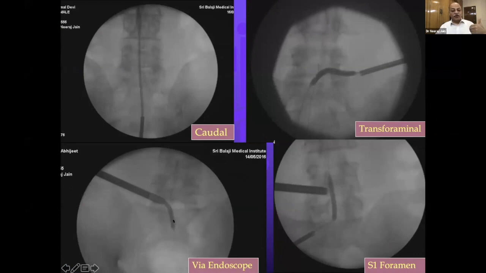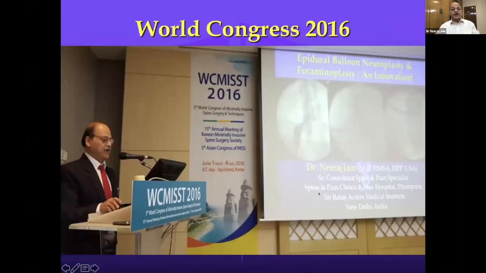Now I want to show more on this. You see the 50-50 or outside-in approach. This is the area where you go in outside-in, or 50-50. Then you go inside, put a balloon up, and you can be more satisfied. Okay, it's nicely done. Or through the S1 foramina, like you're seeing in this route, and doing a procedure right from this area. This was presented at the World Congress in 2016. Professor Gore was there, and that is the epidural balloon neuroplasty and foraminoplasty, an innovation which was there.